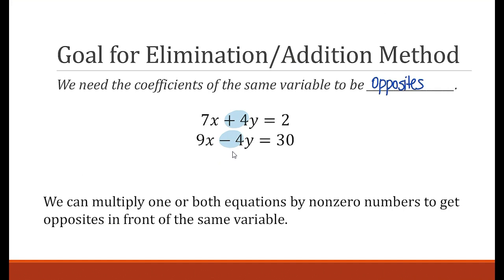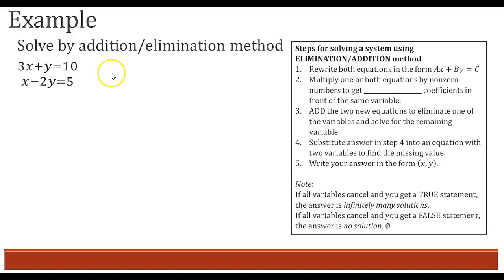So to obtain that scenario, we can multiply one or both equations by non-zero numbers to get opposites in front of the same variable. So that's what our goal is going to be, to use this elimination or addition method. Let's take a look at an example. We want to solve by the addition or elimination method here. So let's go and take a look at the steps here.